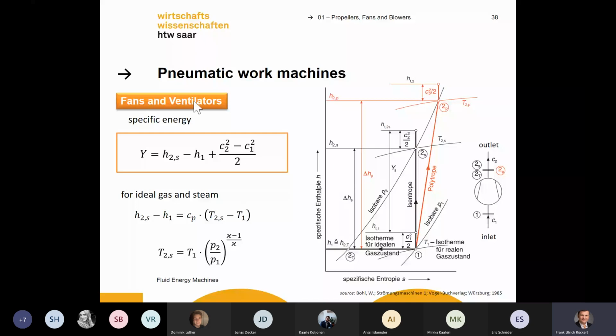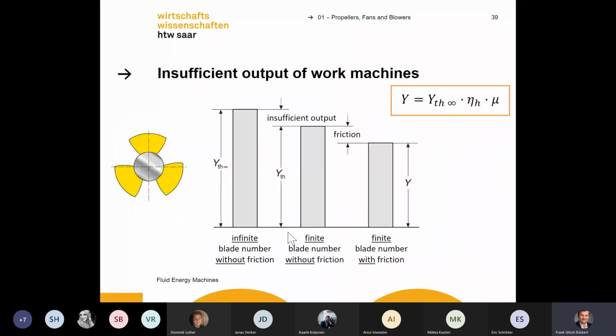Okay, I don't want to go into too deep detail on this. This is more for steam and gas turbines. I don't want to go too much into detail here. We don't have big enthalpy differences for fans because we don't have really high temperature differences behind and before the fans. Okay, and here is also a slide about efficiency.